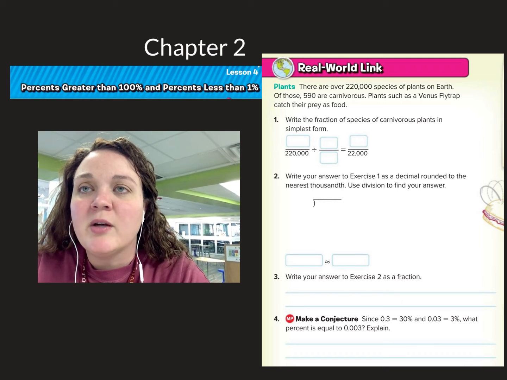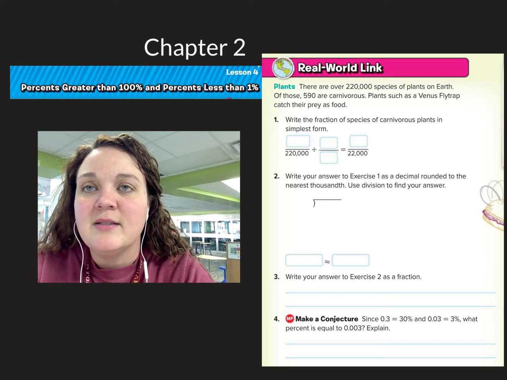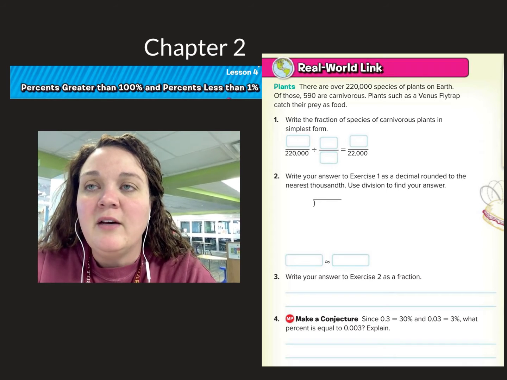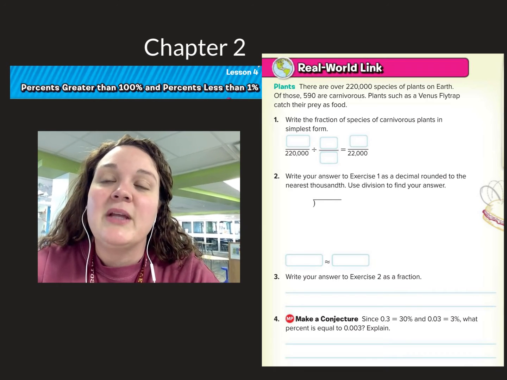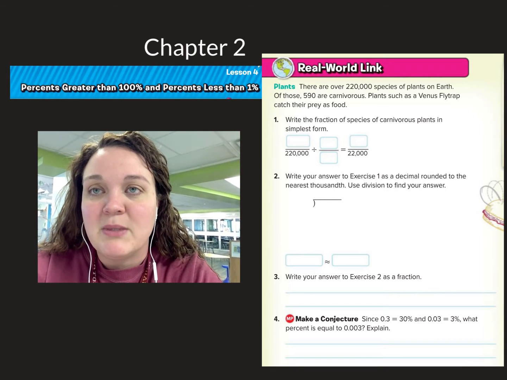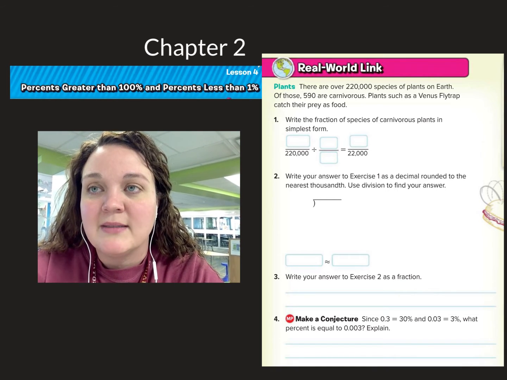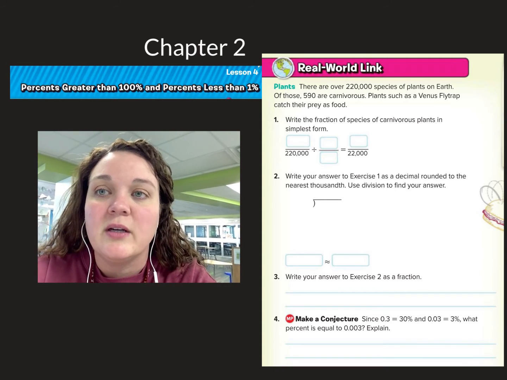So here we have our real world link. It says there are over 220,000 species of plants on Earth. Of those, 590 are carnivorous, meaning they eat meat. Plants such as the Venus flytrap catch their prey as food. Write the fraction of species of carnivorous plants in simplest form. All right, I'm going to stop the video here so I can work on this.